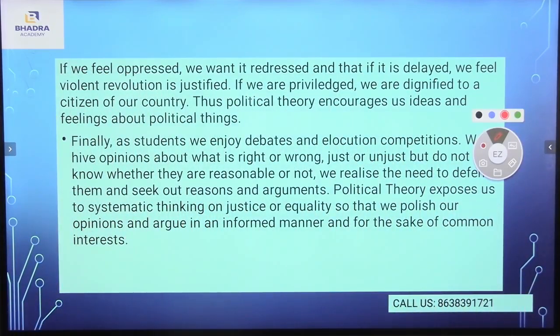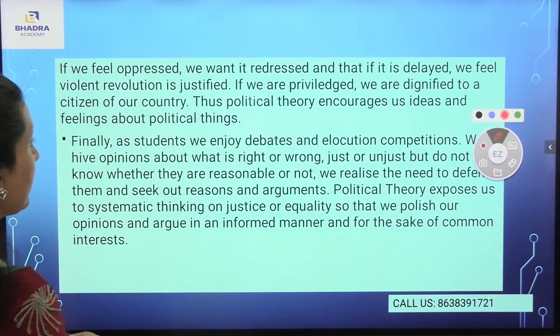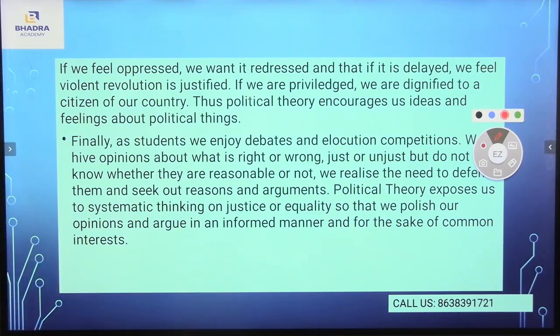If we feel oppressed, we want it redressed. If it is delayed, we feel violent revolution is justified. If we are privileged, we are dignified to be a citizen of our country. This political theory encourages us ideas about feelings, and feelings about political things.